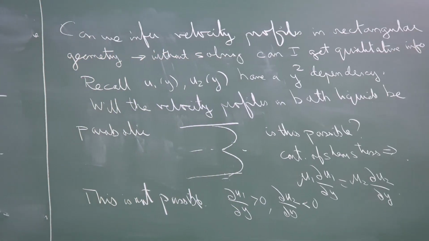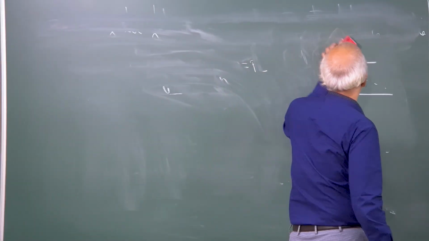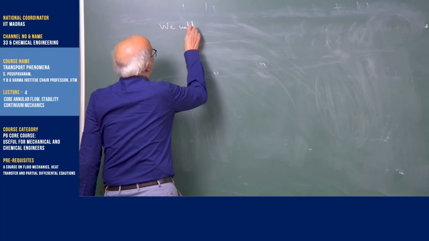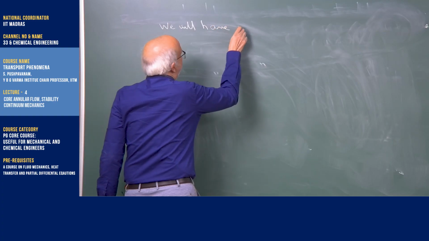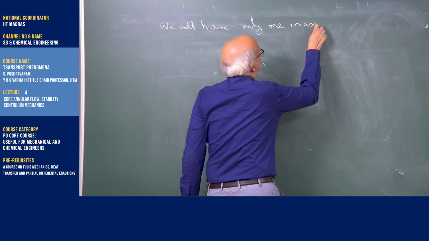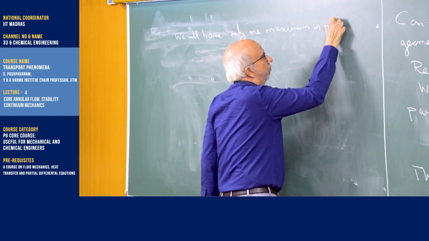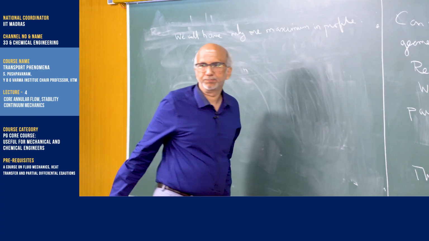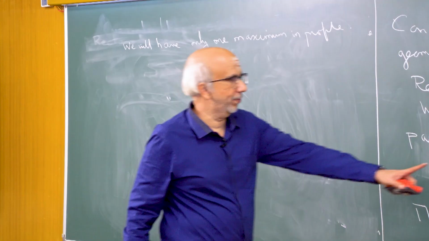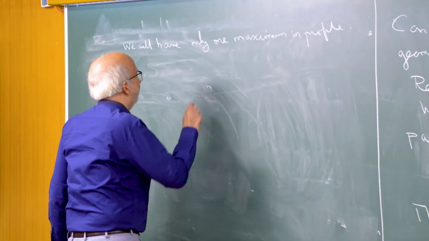So, what this means is you will have only one maxima at best. So, we will have only one maximum in the profile. That is what it means. I can't have two maxima, okay. This is two maxima, one maxima here, one maxima here, that is not possible.